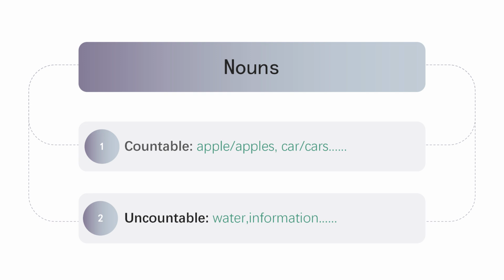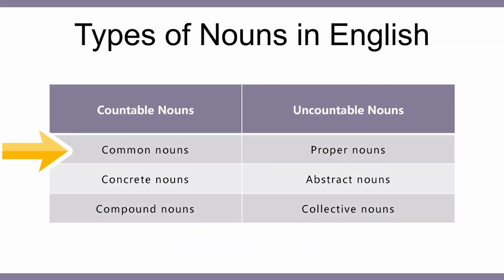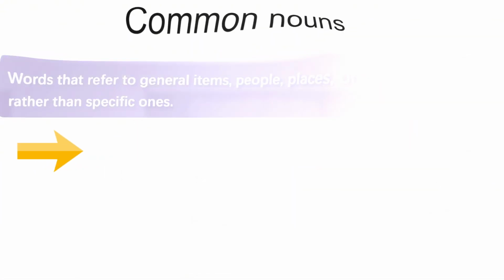Uncountable nouns typically exist only in the singular form, like water, information, while countable nouns can have both singular and plural forms like apple, apples, car, cars. In the upcoming lesson, we will discuss more about the grammatical rules for countable and uncountable nouns, as well as the rules for forming plurals. For now, let's focus on other types of nouns: common nouns and proper nouns.